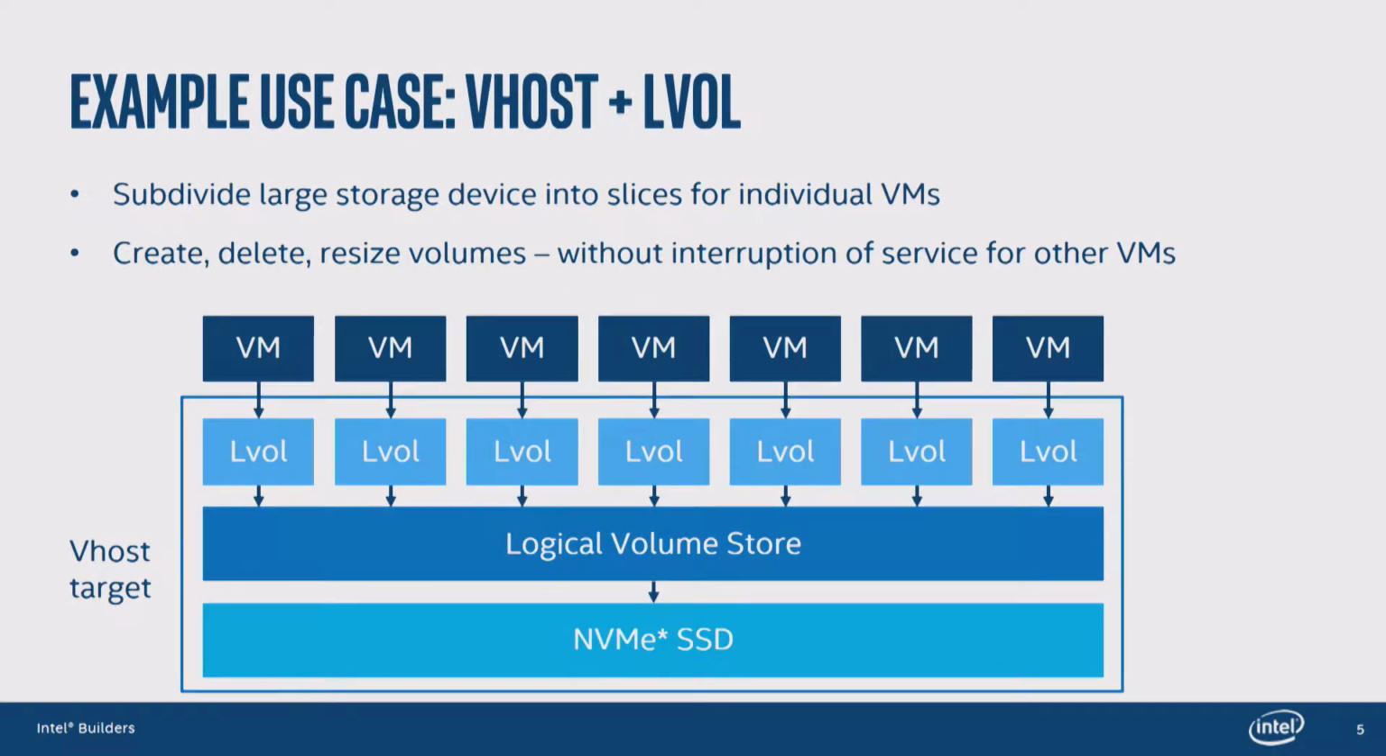So here's this motivating example. Let's say we want to operate a VM hosting service, and we've got one large SSD, but we don't want to give that whole SSD to a single VM. We want to slice it up into small pieces, and we want to do that dynamically. So let's say a new user shows up and wants a new VM and wants 10 gigs of storage. We want to be able to do that without shutting the whole system down, without interrupting the service of those other VMs. And those are the basic operations you can do, right? Create new volumes, delete volumes, and resize them.